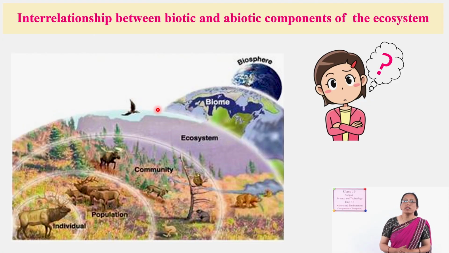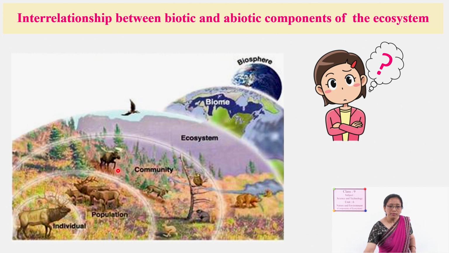So there is a relation between living and non-living things present in an environment. These two examples show that there is a direct relationship between the different physical components of a particular environment and the living organisms present in that environment. What is the interrelationship between biotic and abiotic components of an ecosystem or a surrounding?